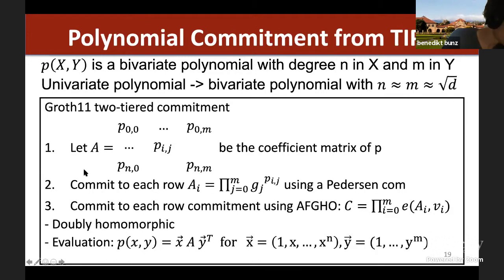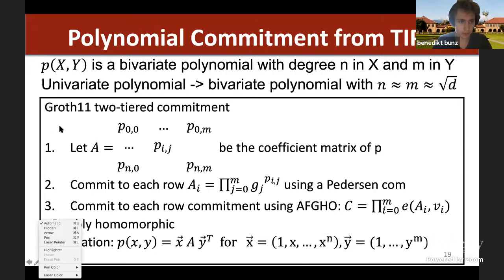So now we can use TIPP to construct a polynomial commitment. So say we have a bivariate polynomial commitment. So P of x comma y is degree n in x and degree m in y. And it turns out that if you have a univariate polynomial, you can easily transform it into a bivariate polynomial where n and m are about square root of d.